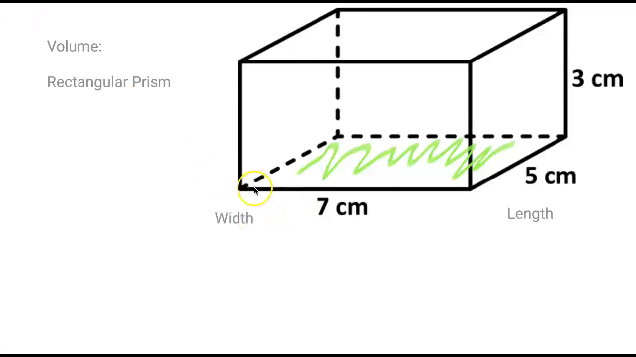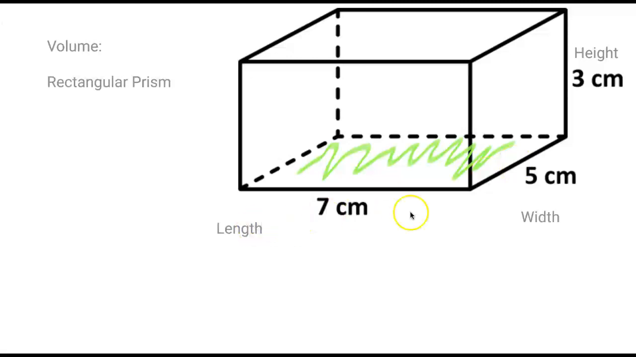We can describe 7 centimeters as the width of the base. We can describe 5 centimeters as the length of the base. But it's also true if we switch the width and the length around. It's not really a big deal whether you call this side of the base the length or the width. 3 centimeters represents the height of this rectangular prism.